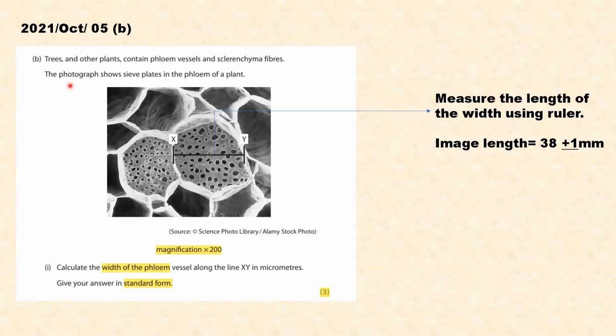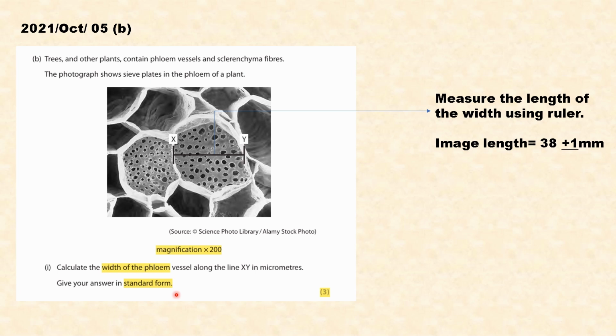The next question is from the October 2021 paper. Here you are given a picture of a phloem vessel, and the magnification is provided as 200 times. The question asks you to find the width of the phloem vessel along the line XY in micrometers. Be sure to present your answer in micrometers and in standard form.